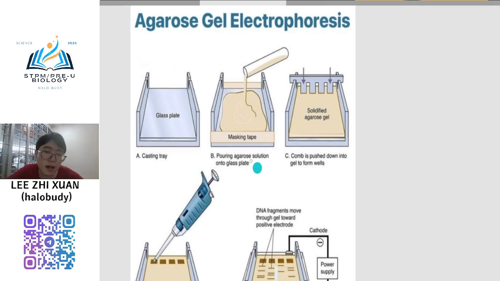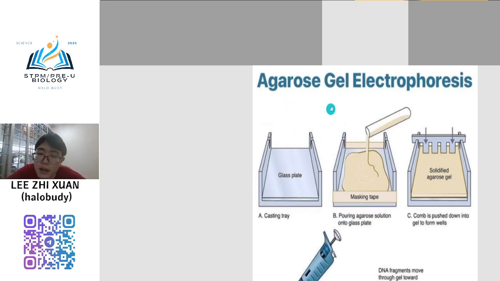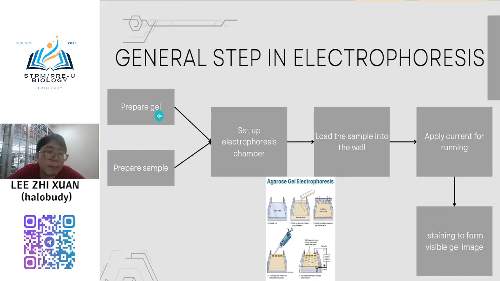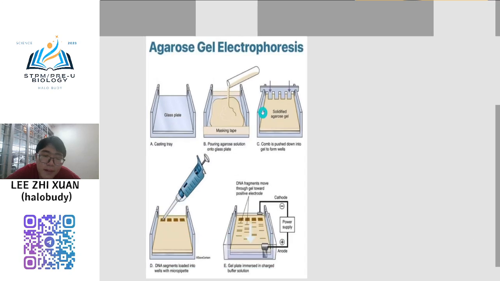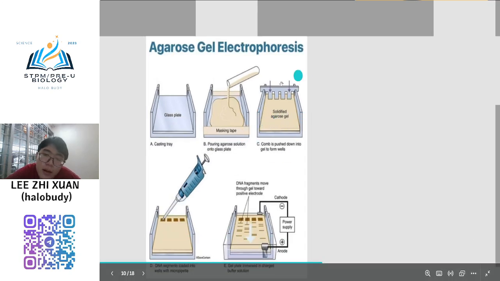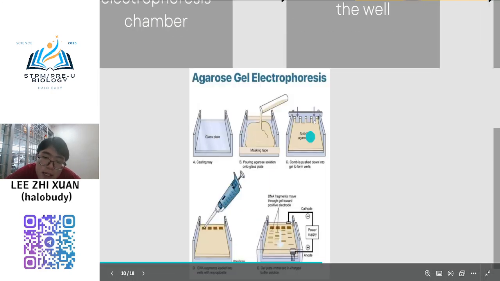So this is the process. Firstly, you need to prepare the gel, the agarose gel solution. Of course, at the same time, you need to prepare the sample. You need to get the sample first. If you don't have the sample, how can we do it? Right. Then after you prepare all this, you need to set up the electrophoresis chamber like that.